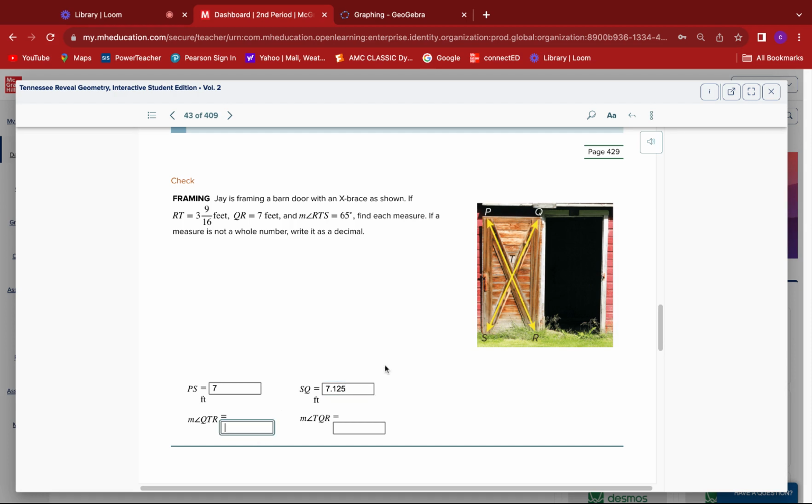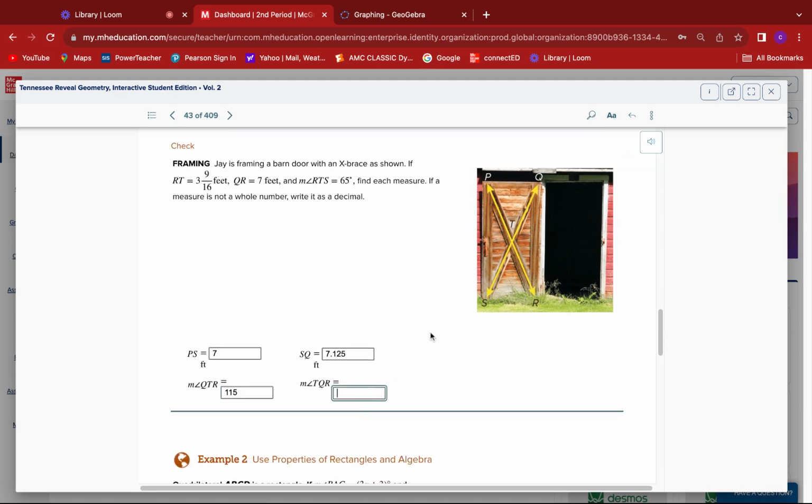Moving on, QTR. Well, this obtuse angle is the one adjacent to the 65 degree angle that they said RST is. If you remember our rules in geometry, these are supplementary angles. They add up to 180. So I'm going to take 180, subtract 65 to find the supplement to it, and that's going to be 115 degrees.